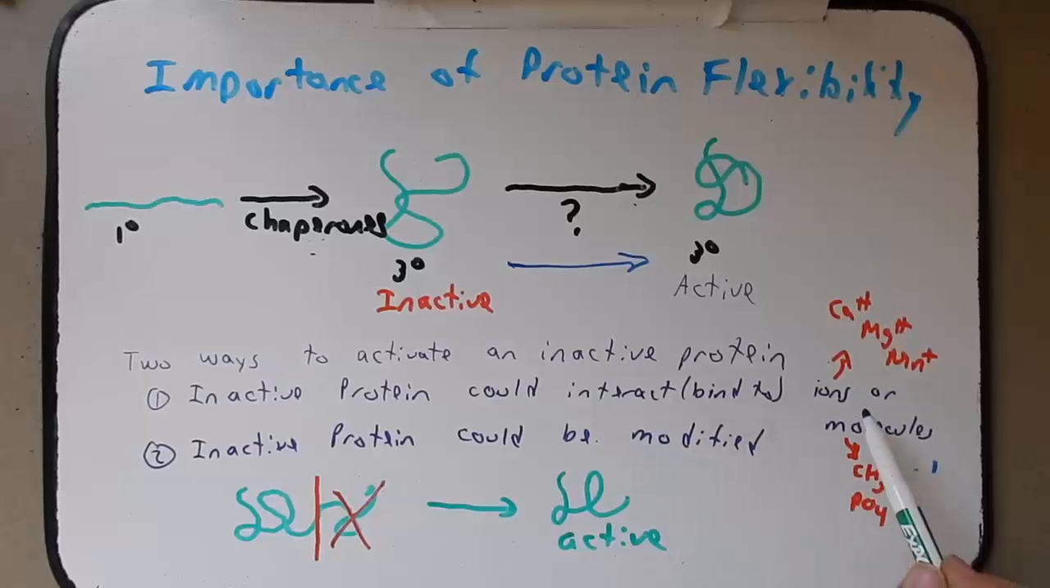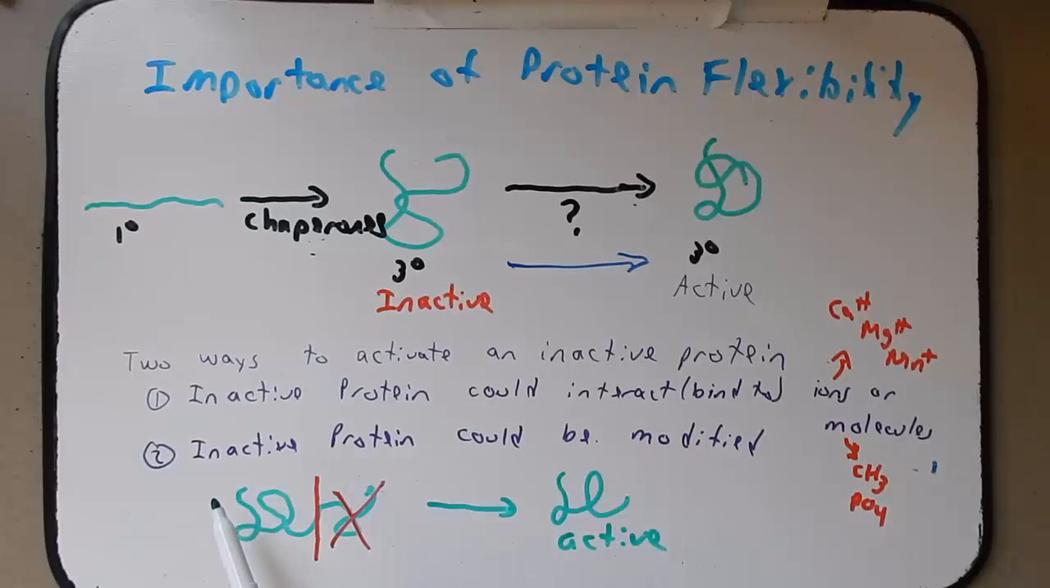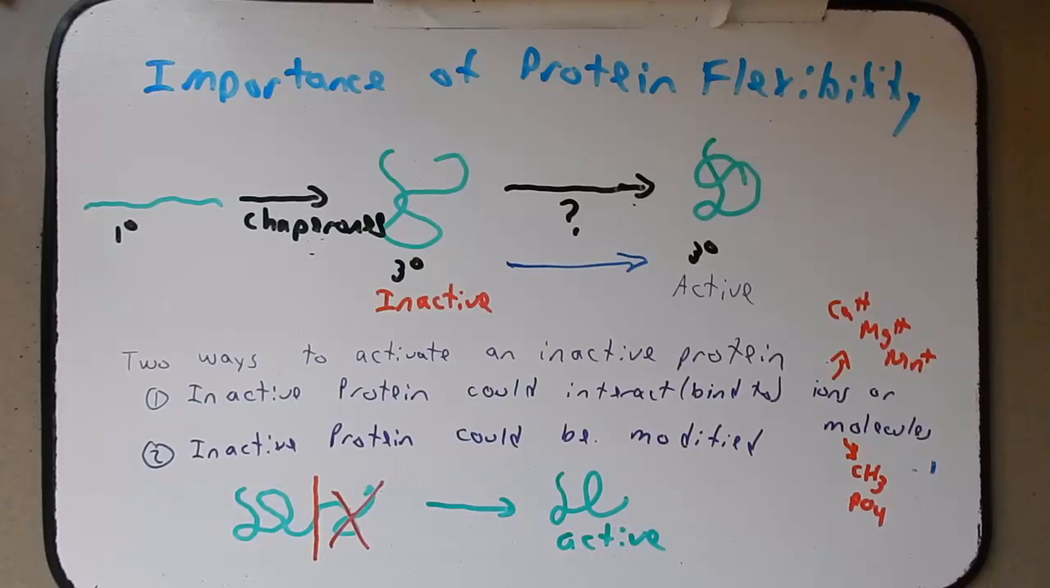You could add an ion or a molecule to an inactive protein, or you may have to modify it in such a way, like removing part of the protein, to make it functional. There are many examples of both of these within a cell. Both are very common, and in some cases, both are used to activate a protein.